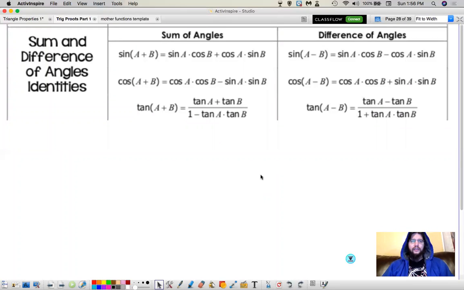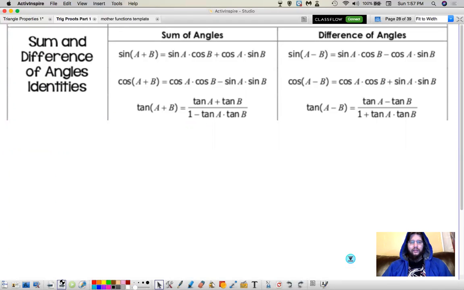All right, guys, so let's add some more identities to our arsenal. Sum and difference. So we've got two types, sum of angles, difference of angles, sine, cosine, tangent for both. So again, I'm going to let you use these on your tests and everything. We're going to do two things with these. We're going to prove identities with them, and we're also going to use them to find exact values of angles.